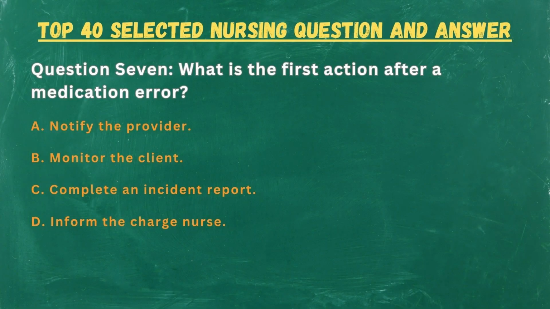Question 7. What is the first action after a medication error? A. Notify the provider. B. Monitor the client. C. Complete an incident report. D. Inform the charge nurse. Answer. B. Monitor the client.